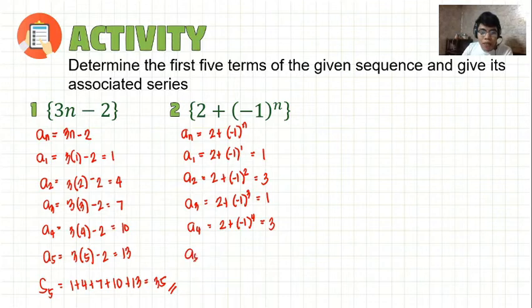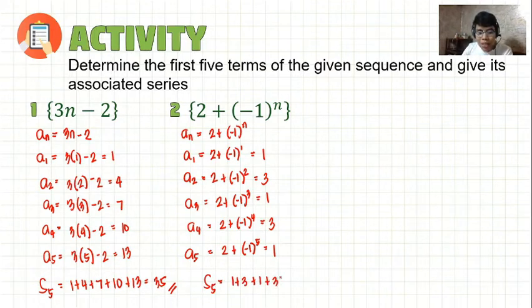And a sub 5, we have 2 plus negative 1 raised to 5. We have 1. Okay? And our S sub 5 will be 1 plus 3, I-add lang natin lahat ng numbers, plus 3 plus 1. We have 9. Okay? So I hope nakuha niyo yon.